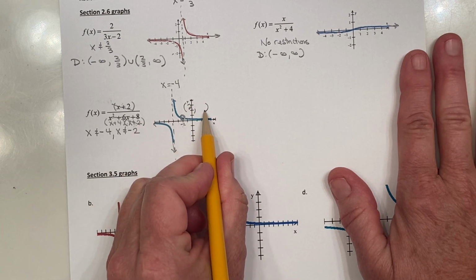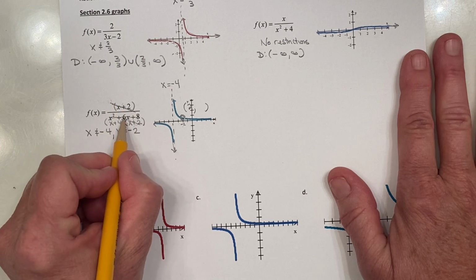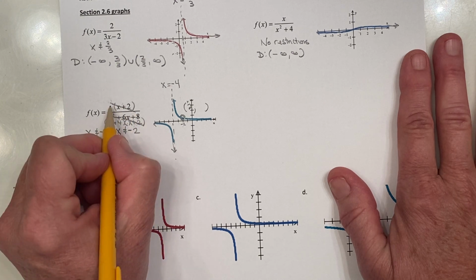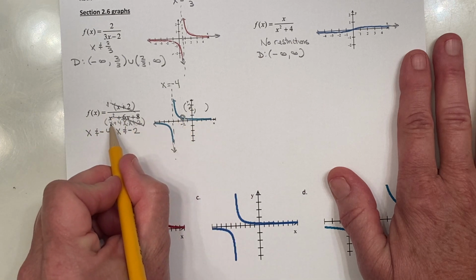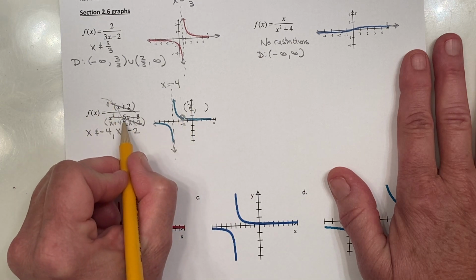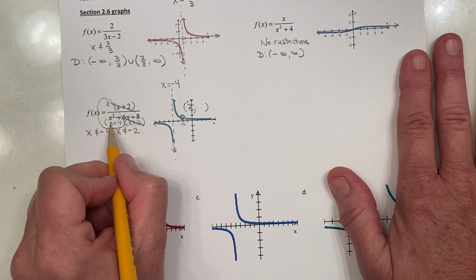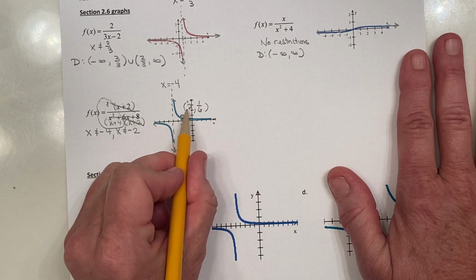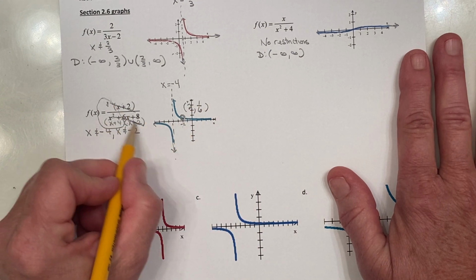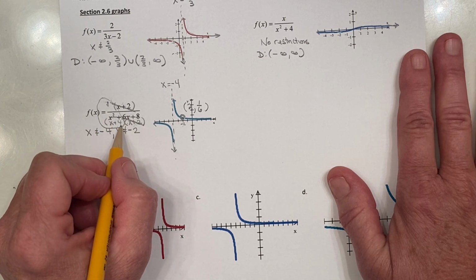If I wanted to find the y-coordinate of that hole, I would actually have to go in and simplify, cancel out the common factor, and I have a 1 in the numerator. Now I can plug in 2 for the x here in the simplified rational function. I'd get 1 over 2 plus 4, which is 6. So the y-coordinate is 1/6. Again, I plugged in 2 to the simplified rational function, which was 1 over x plus 4.